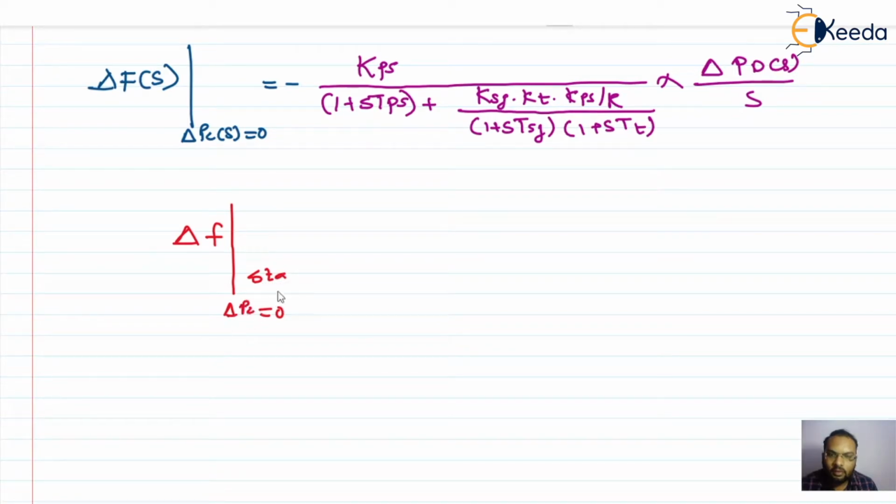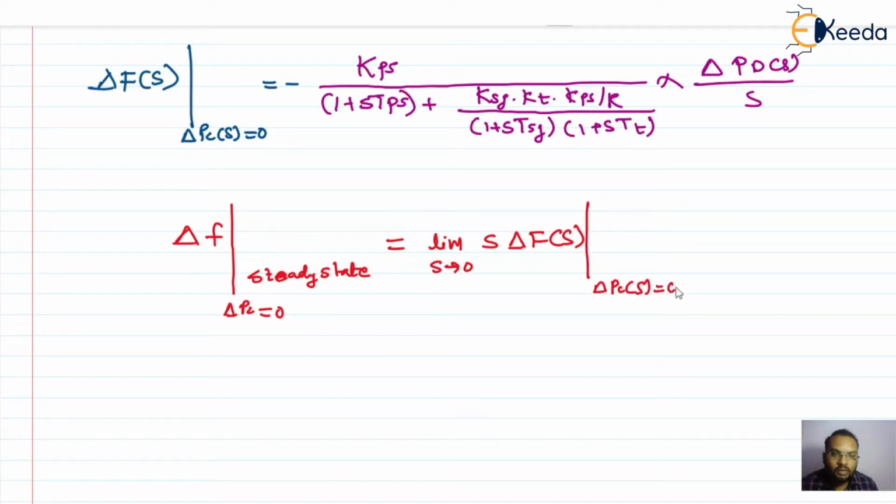It is steady state. When we want to get the steady state value, we need to apply the limit s tends to 0 of s into del f of s. This will give us the steady state value. How to get the steady state value? You have to apply the limit s tends to 0, s into del f of s. Of course, this del f of s is nothing but this value, where the speed changer setting is fixed.